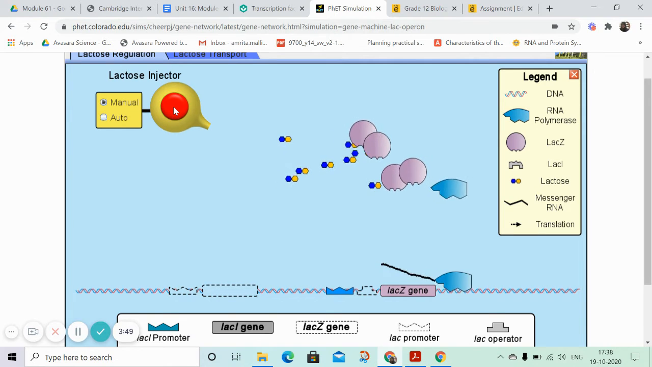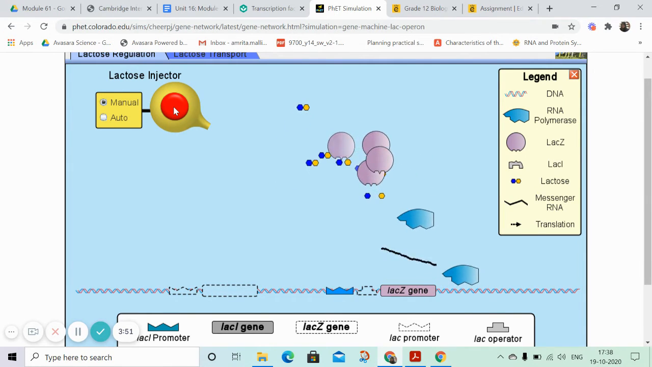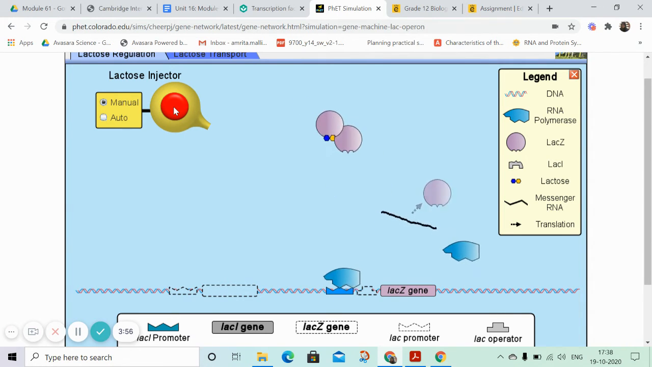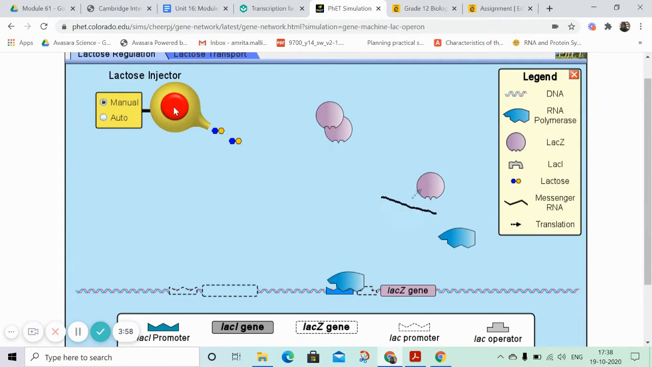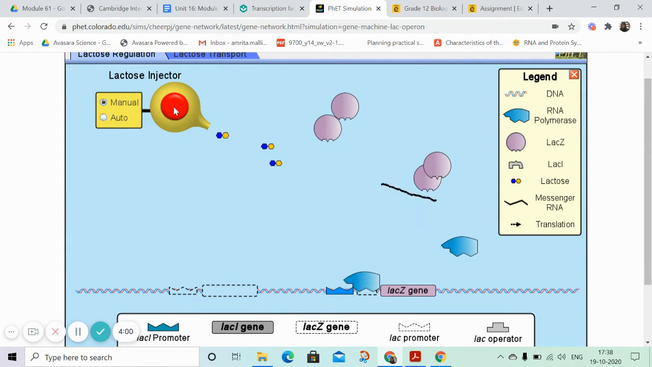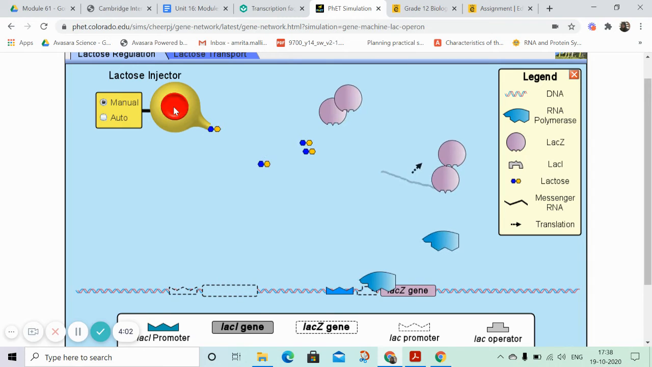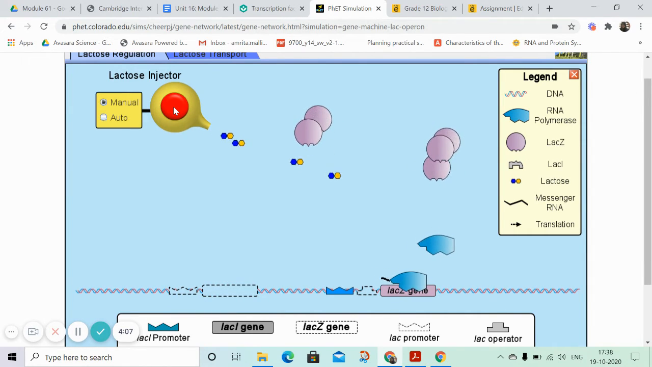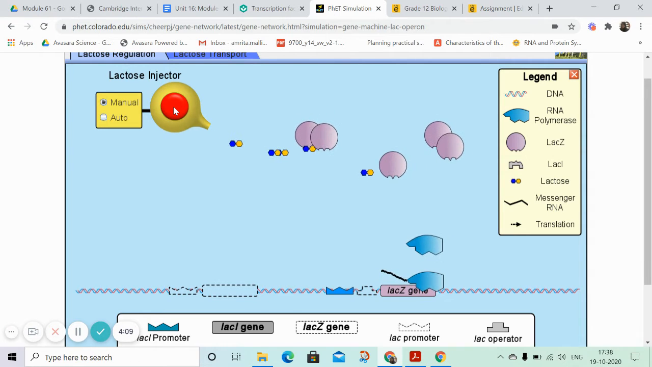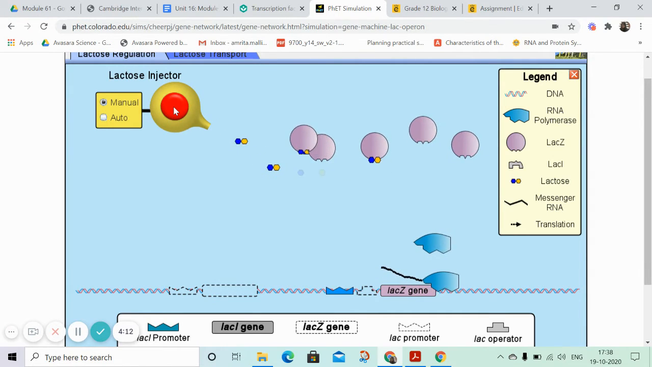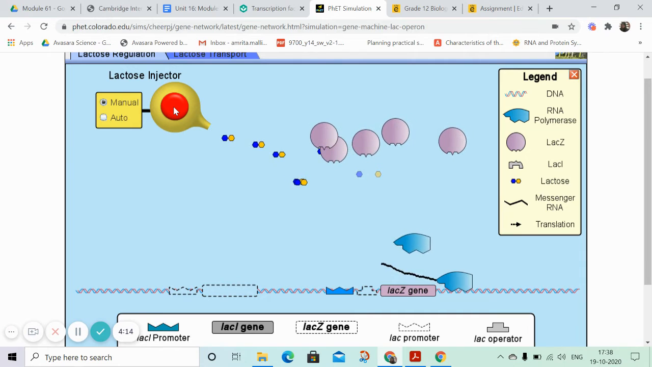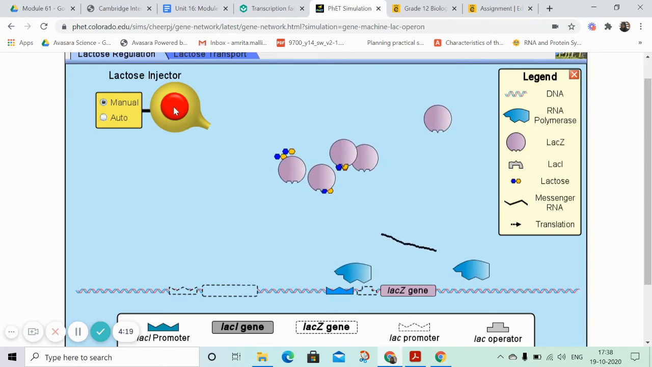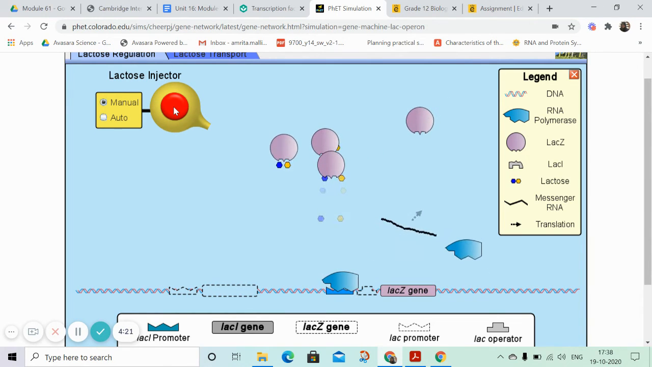Observe what is happening and explain the role of the product of LAC-Z gene. What is the product of LAC-Z gene? First identify that and then notice what the LAC-Z gene's product is doing to the lactose, and then explain it in your answer in relation to bacterial respiration. You can now pause the video and explain your observation.